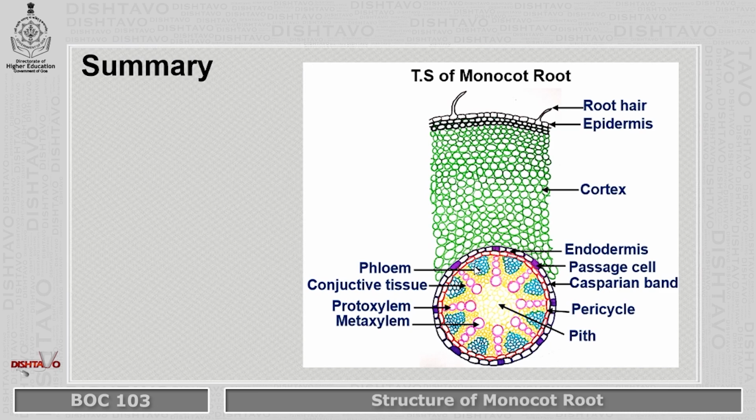The next layer is pericycle. It is inner to the endodermis. Next is vascular bundle consisting of phloem and xylem. In between the xylem and phloem there is a tissue present called as conjunctive tissue or connective tissue and at the center the large pith is present. This is all about the structure of monocot root.